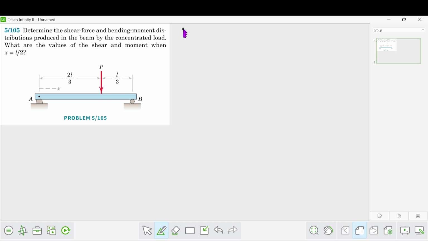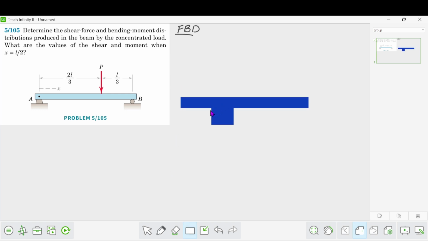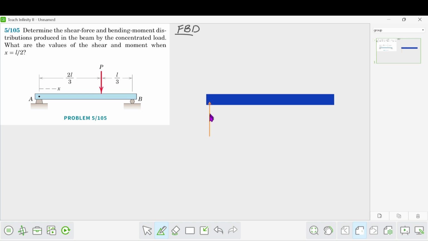First we will draw a free body diagram. This is a simply supported beam. This is the reaction force FAY, and this is AX, and this is BY, and this is load P. The length from this point to this point is 2L divided by 3, and from this point to this point is L divided by 3.